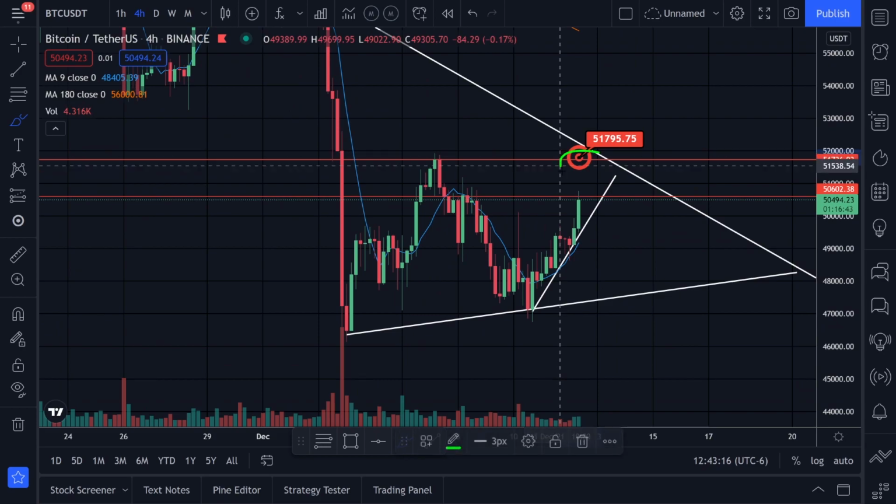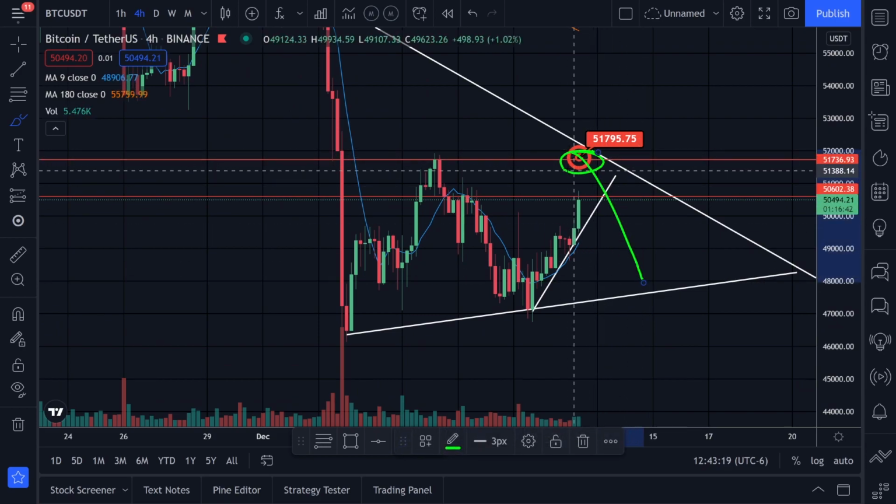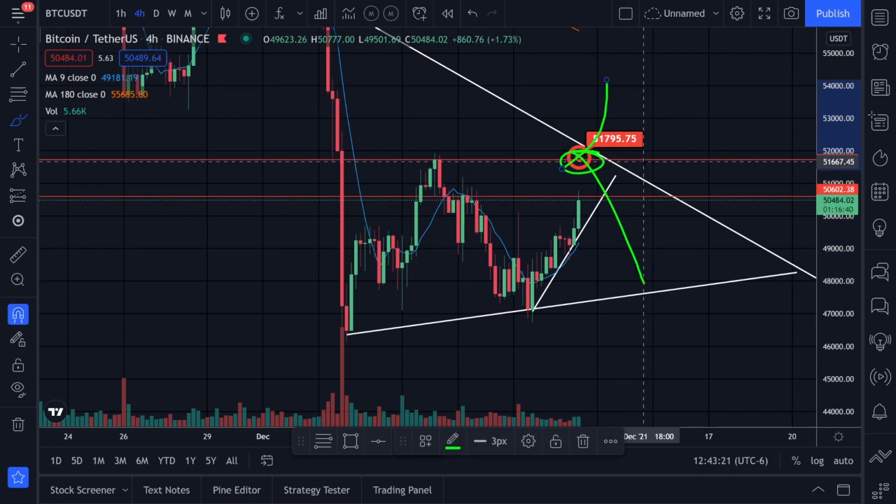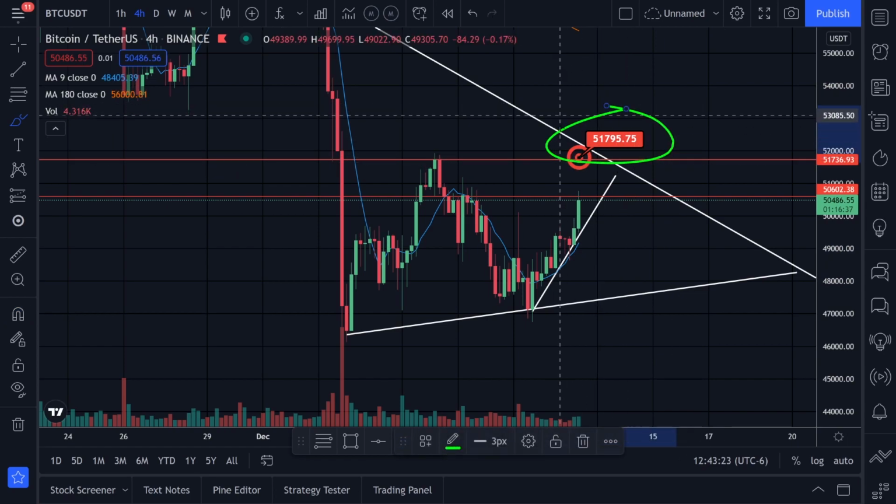But I'm very curious if this is going to reject us or if we're going to be able to break through it. That's like the main thing I'm watching. I'm targeting 51.8K right now.